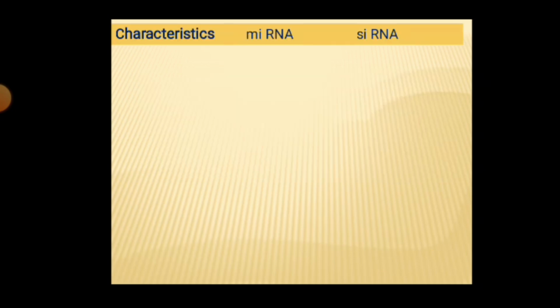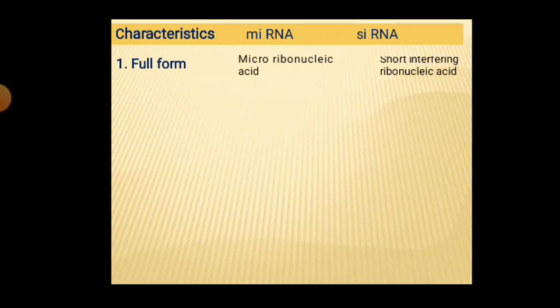So, let's start. First is full form. The full form of miRNA is microribonucleic acid, whereas the full form of siRNA is short interfering ribonucleic acid. Second is the mechanism of gene regulation.